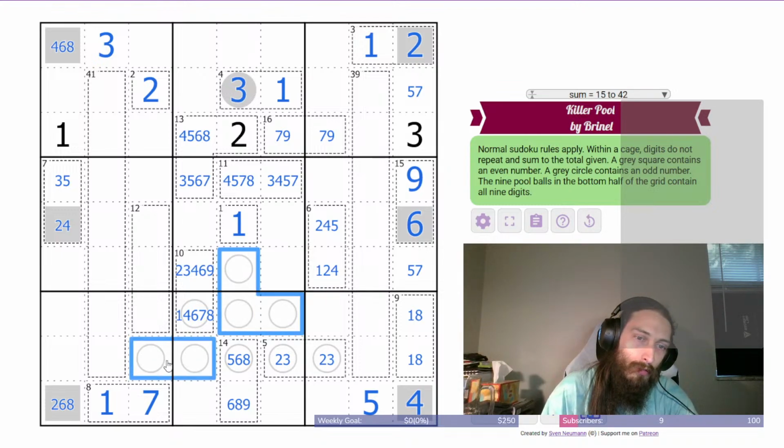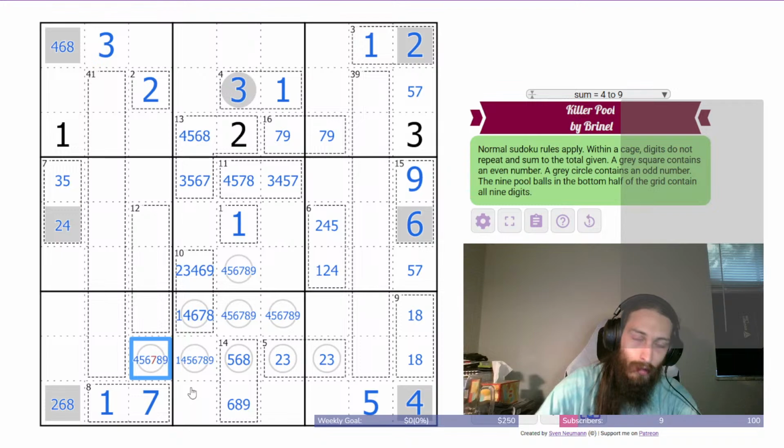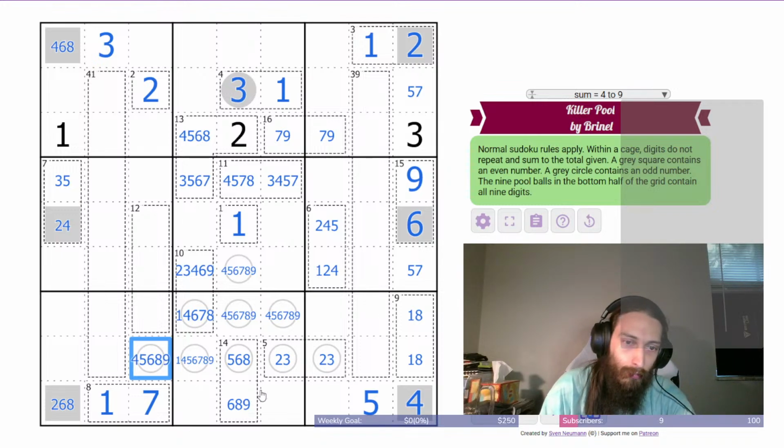Not sure what else to do with that, although I'm going to go ahead and fill these in. 2 and 3 is out. 1 is out of all of those, and that one. And 7's out of there. So 1 has to be one of these two. Which I guess we get from regular Sudoku anyway.